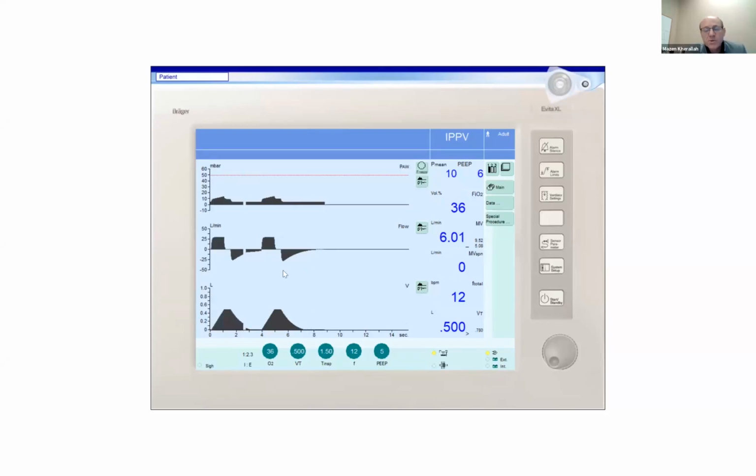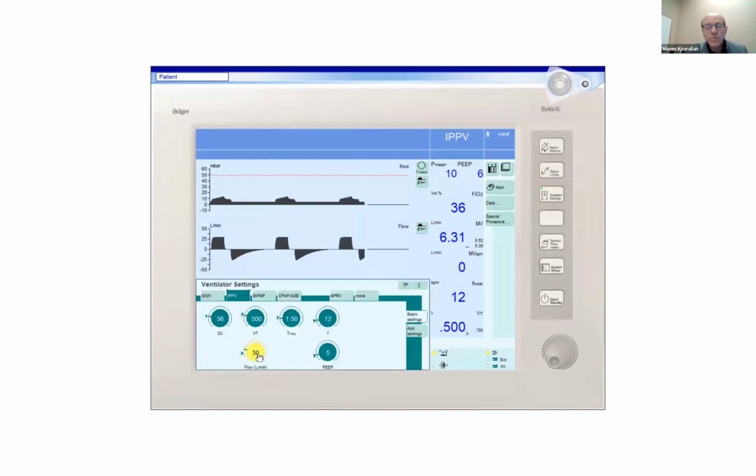The next thing I'm going to change is the flow. So as I said, the pressure required to deliver the air is related to number one, the resistance, and number two, the flow. So I'm going to go up on the flow. I'm going to double that flow from 30 liters to 60 liters. And I want one of you to tell me what happened.